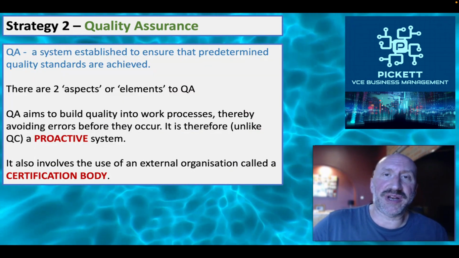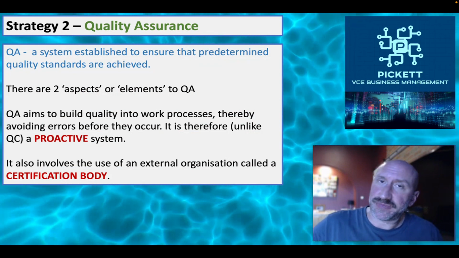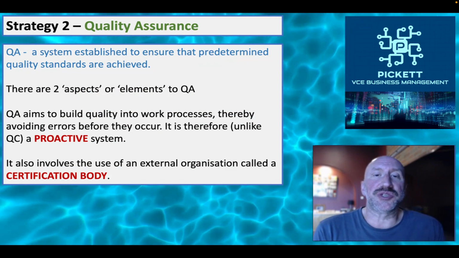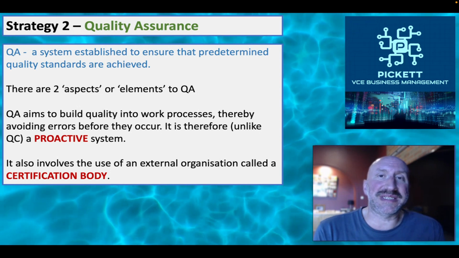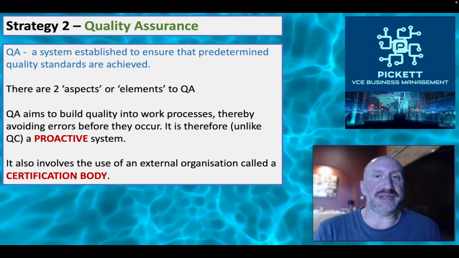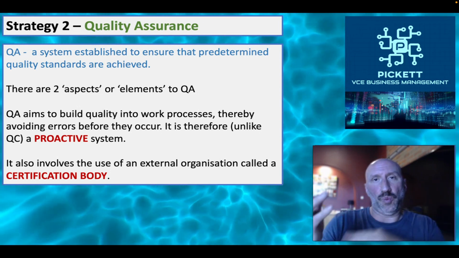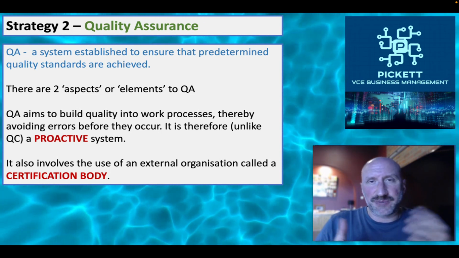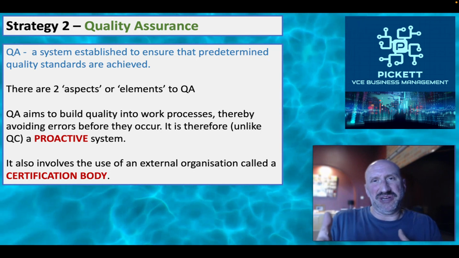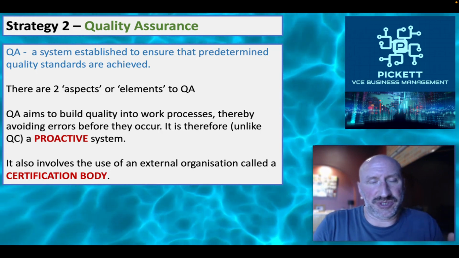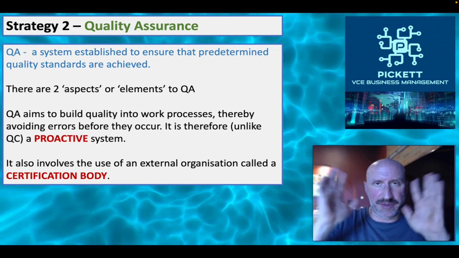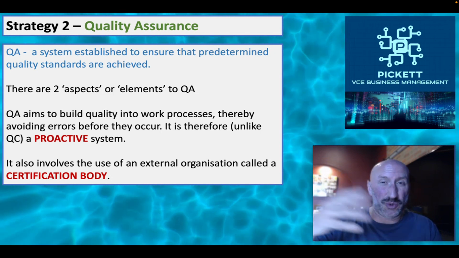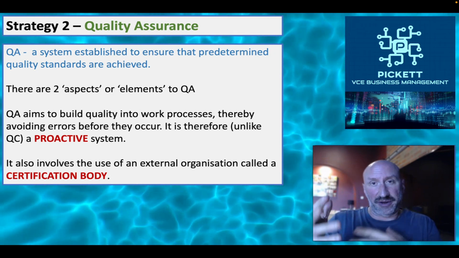Okay, the second strategy, quality assurance. Okay, a system established to ensure that predetermined quality standards are achieved. Okay, so that's your snapshot one-sentence definition. Now, there's a couple of elements. It's generally not pitched this way in textbooks or anything, but I just tend to think in terms of two elements to this so that you cover both.